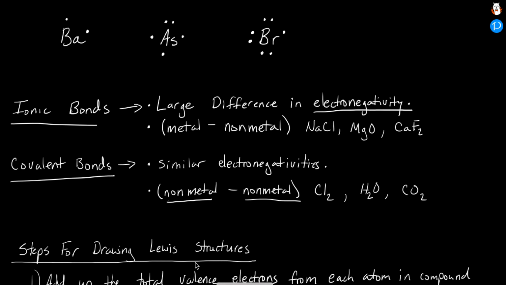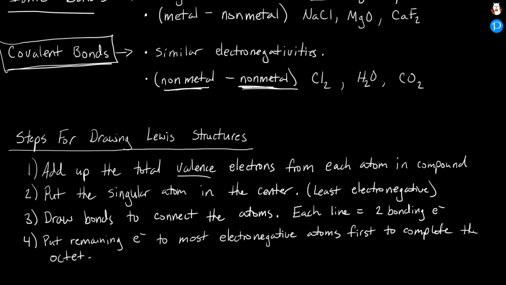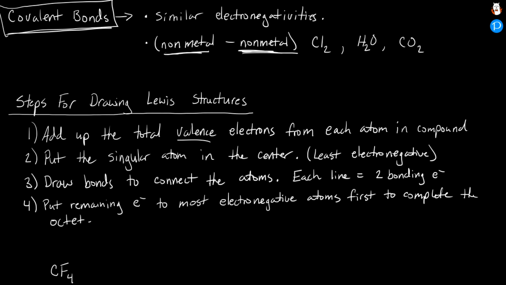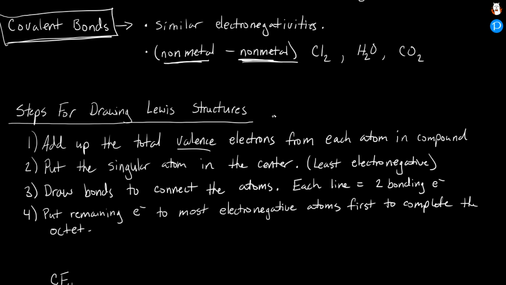In this, we're going to be talking more about how we draw Lewis structures for these covalent bonds, which again are going to be typically between 2 nonmetals. So our steps for drawing out these Lewis structures: as long as you follow these steps in this order, you should have no problems figuring out how to draw the structure for each one of these.